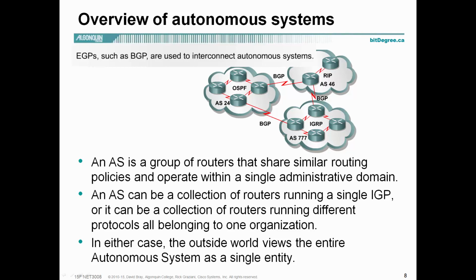Now, within an AS, these routers could be running a single IGP, but it could be a collection of routers running different protocols. They just all belong to one organization. And we actually discussed that when we talked about route redistribution, that there may be situations where you need to run more than one routing protocol in the same enterprise. In any case, from the outside, the world views that collection of routers as a single entity, or a single autonomous system, or AS.